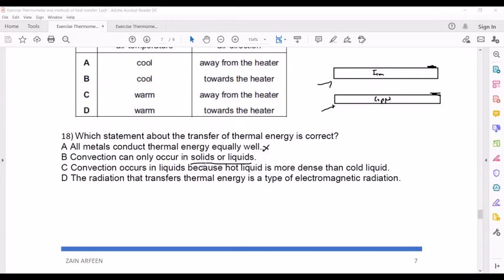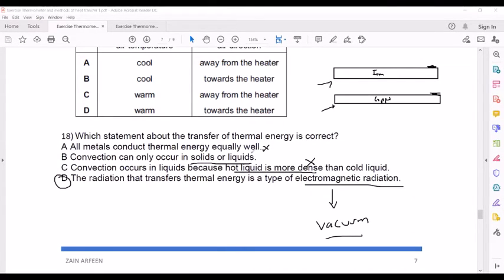Convection occurs in liquid because a hot liquid is more dense. That's wrong. Hot liquid has less density. The radiation that transfers thermal energy is a type of electromagnetic radiation. That's true. Electromagnetic radiation means it can pass through a vacuum. That's why D is the correct answer.